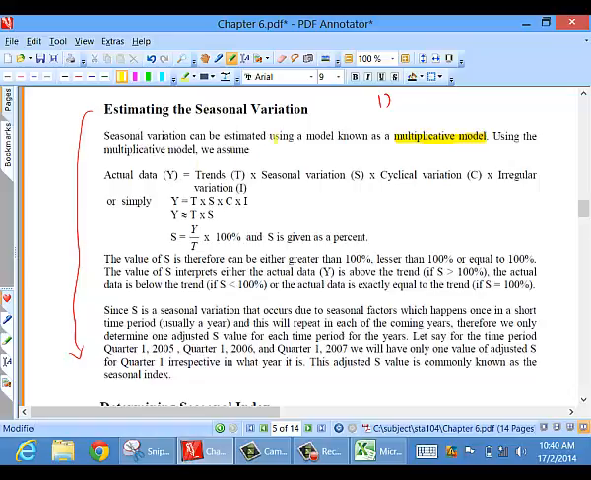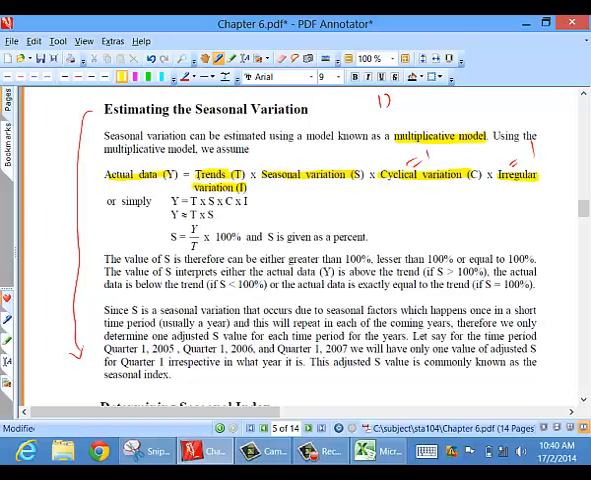So y equal to TSCI. So y, actual data, multiply with, equal to trend, multiply with seasonal variation, multiply with cyclical variation, and multiply with irregular variation. So for seasonal variation, we assume that cyclical and irregular is equal to 1, which means they do not exist, right? In a multiplicative model, it should be equal to 1, right? Kalau u equal to 0, then everything should be equal to 0, right? Dia tak dapat lah value. So you equal to 1. So this one, cyclical equal to 1, irregular equal to 1.